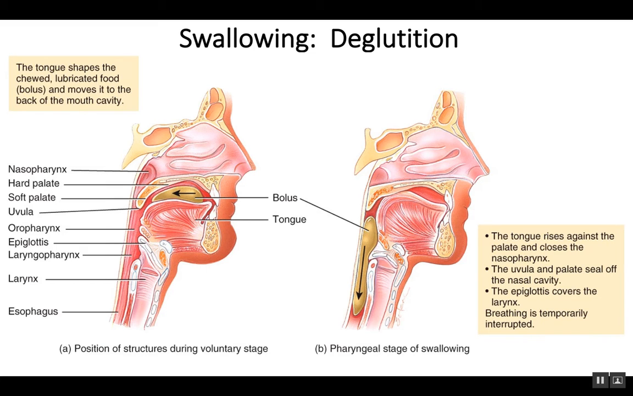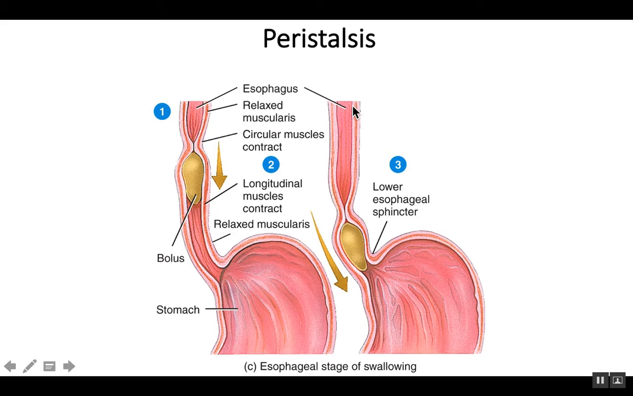Then that bolus is going to move by a process called peristalsis. Peristalsis is using the circular muscles to squeeze and the longitudinal muscles to push. So this squeezing and pushing effect is going to move that bolus down to the stomach. In order for it to enter the stomach, there needs to be relaxation of a sphincter muscle. There's a sphincter muscle located in between the esophagus and the stomach. It's known as the lower esophageal sphincter, or LES.